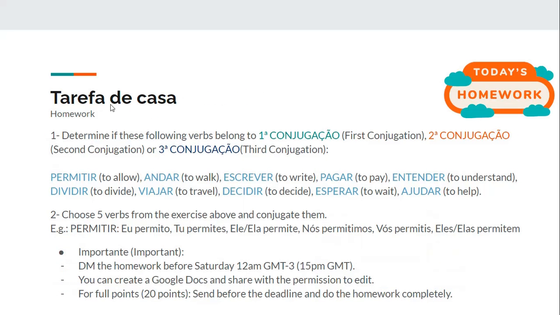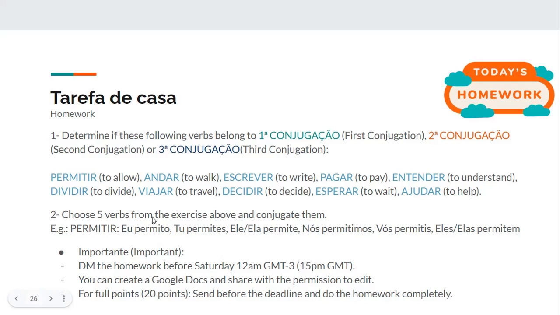Alright, so last we have homework here. First, number one, determine if the following verbs belong to the first, second, or third conjugation. Here are the verbs, already in the infinitive form, and I put the translation in case you want to know. So please tell me, are they first, second, or third? For instance, ajudar ends with R. Remember, ar is from the first conjugation, and there you go.